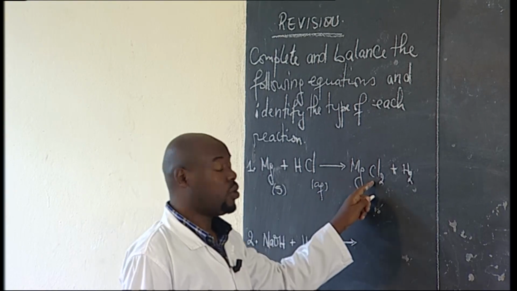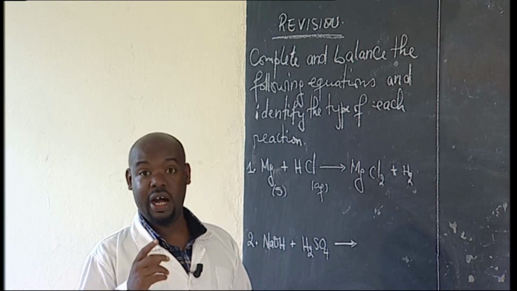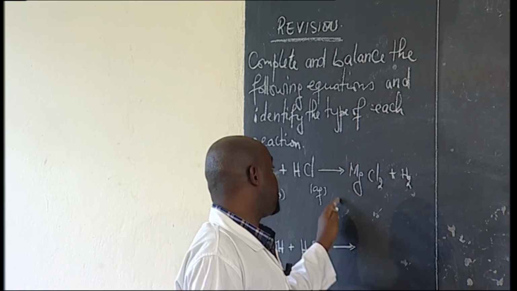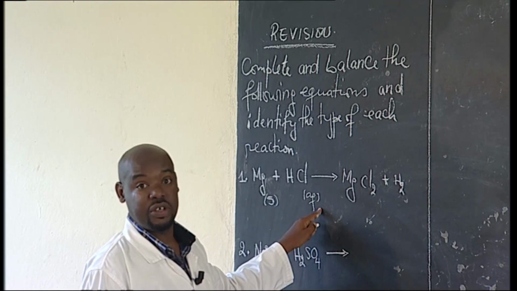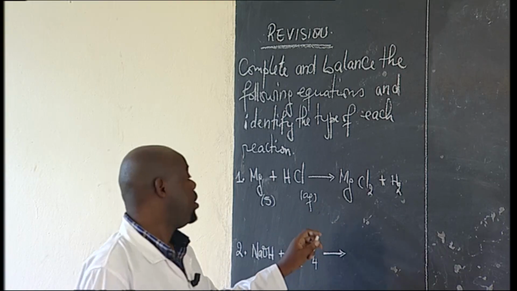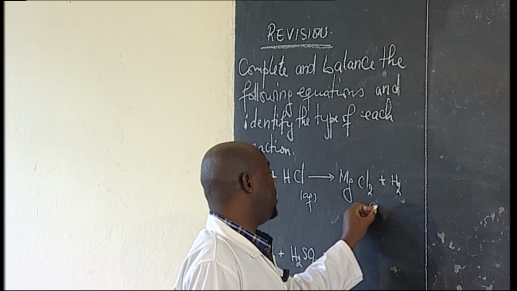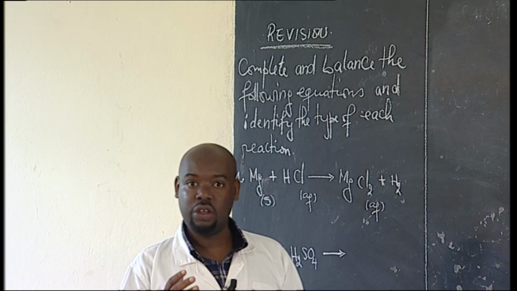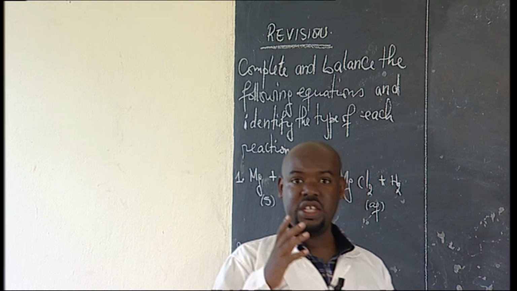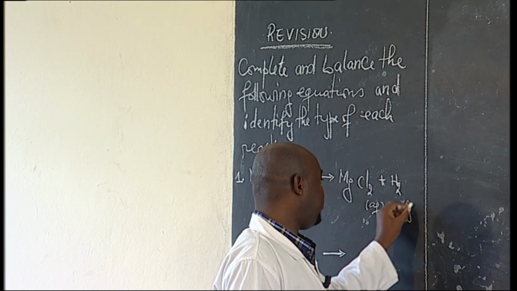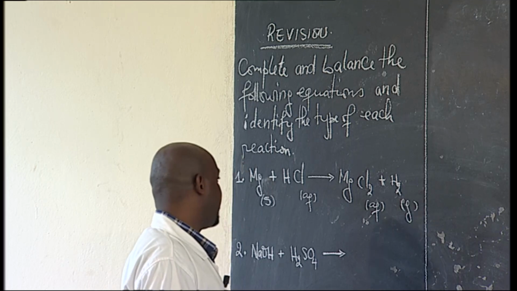And magnesium chloride is a salt, an ionic compound, which is soluble in water. So being soluble in water, and here we have the aqueous state, to mean that there is some water in the reacting mixture, then magnesium chloride will be in aqueous state. And hydrogen is a diatomic element which is present in gaseous state. Good. In gaseous state.